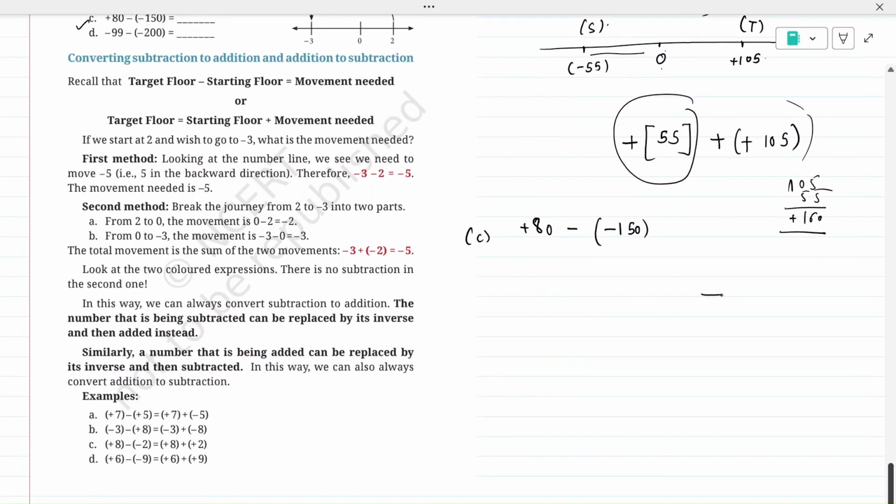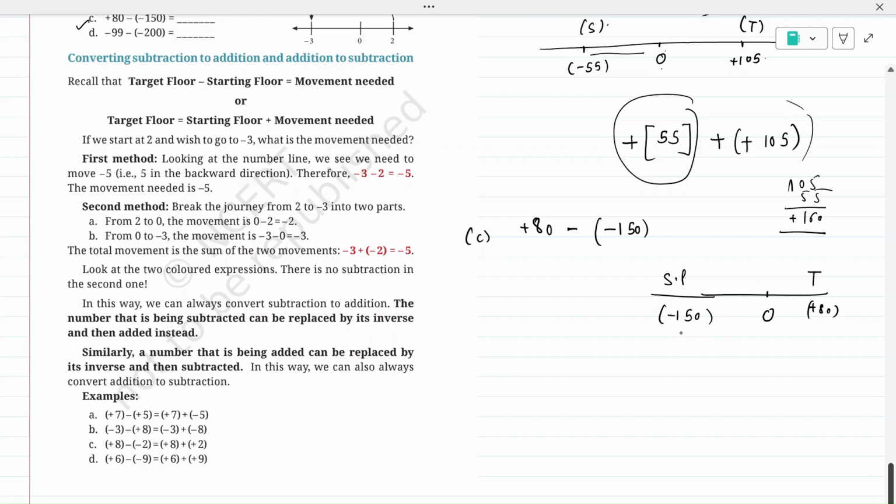If I take a number line here, this is 0, plus 80 is somewhere here, and then minus 150 is somewhere here. Okay, so if we use the subtraction formula, that means my target is 80, and my starting point is minus 150. What I have to do is reach from here to here. So how am I going to do this?